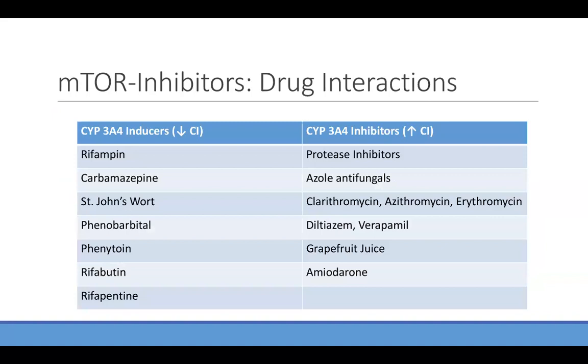In terms of our drug interactions, they're very similar, if not identical, to our CNIs. So the mTOR inhibitors exhibit the same drug interactions. So again, we have the common CYP3A4 inducers and the CYP3A4 inhibitors that will increase the levels.